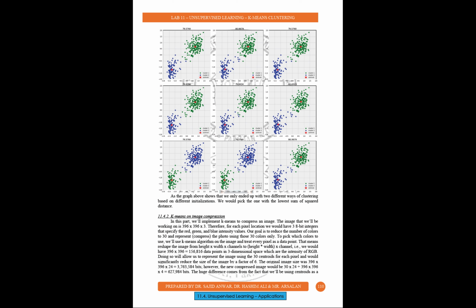That means we reshape the image from height by width by channels to height times width by channels. That is, we would have 396 by 396 data points in 3-dimensional space, which are the RGB intensities. Doing so will allow us to represent the image using the 30 centroids for each pixel and would significantly reduce the size of the image by a factor of 6.